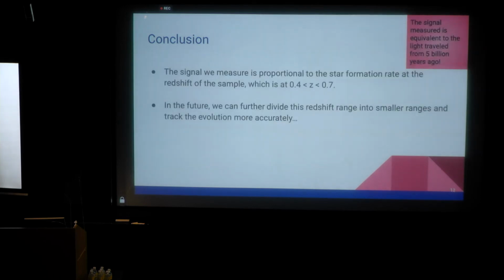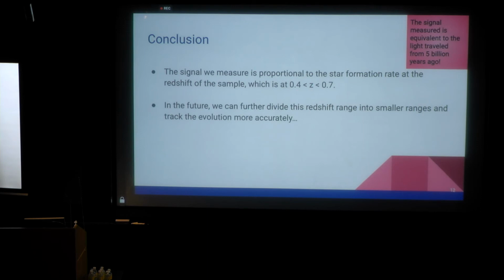So yeah, the signal that we use to measure is proportional to the star formation rate. And just to give more information about this, the redshift ranges from about 0.4 to 0.7. So that's light that traveled about 5 billion years ago, which is amazing. Overall, I think the coolest part about this project was not only are you looking at the CIB, but you can actually connect it to what happened in the early universe from billions of years ago.